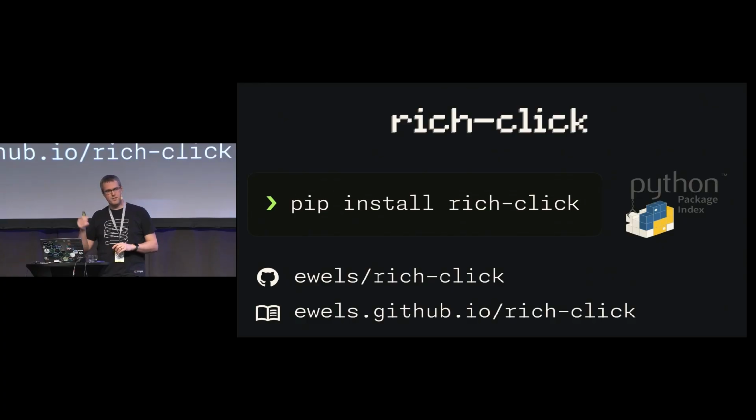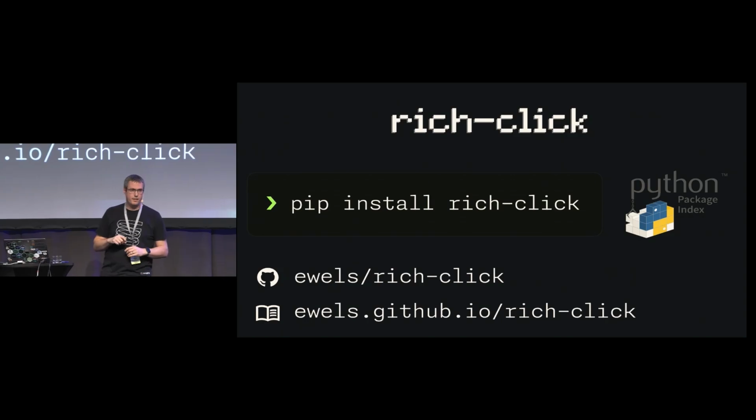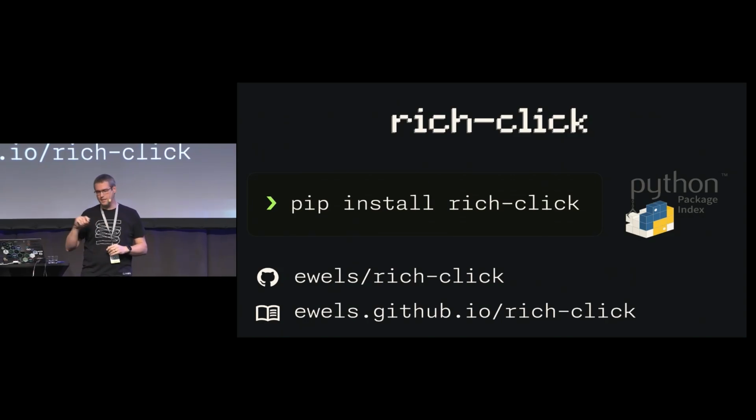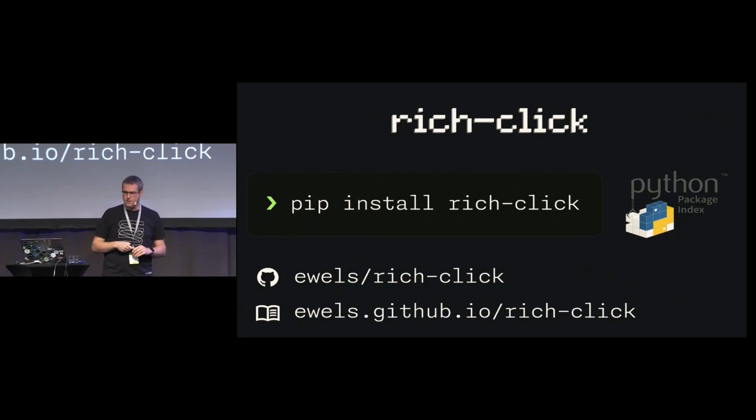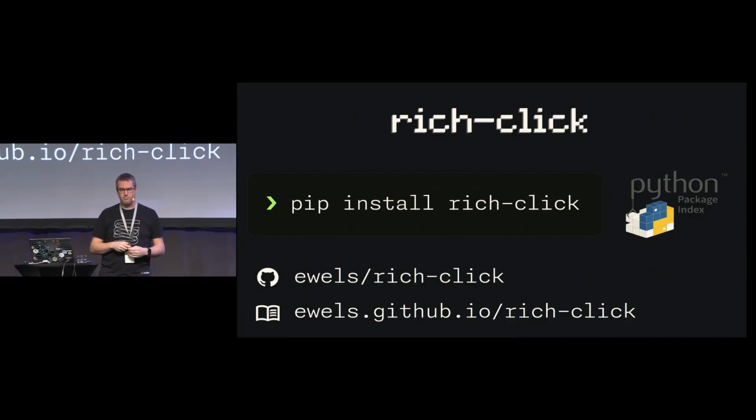Okay, here's a reminder. This is how to get rich-click: pip install rich-click. And then I should have put the other line, import rich_click as click, and you're done. It's all open source. It's on GitHub, and there's a docs site you can find there. And it's all on PyPI and Conda Forge.